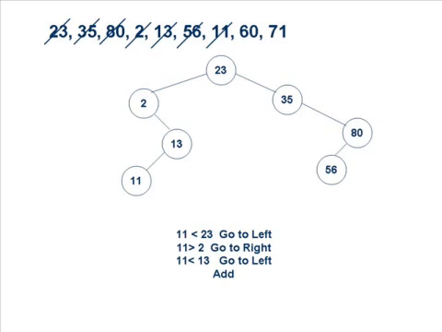The next number is 11. Now we compare 11 first with 23. It's smaller, so we move to the left and compare 11 with 2. 11 is larger, therefore we move to the right hand side of 2. We find that another node, 13, is already there. We compare 11 with 13, and because 11 is smaller than 13 and the left hand side of 13 is empty, we place 11 at the left node of 13.